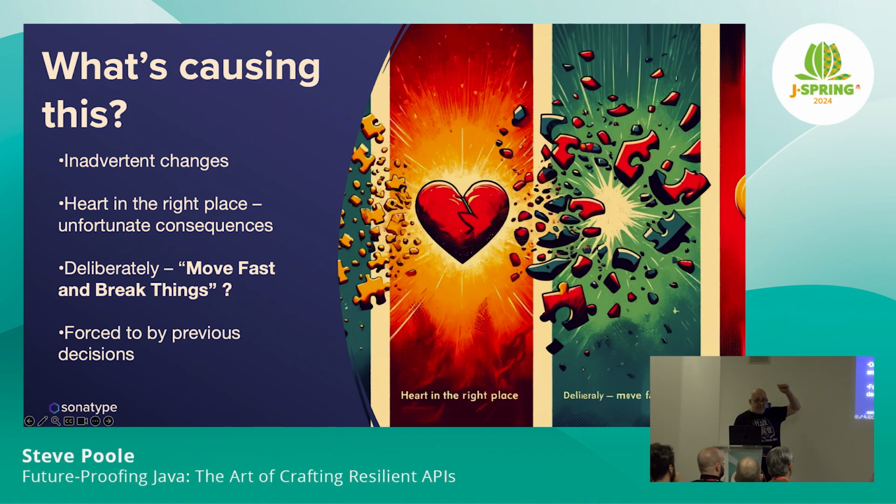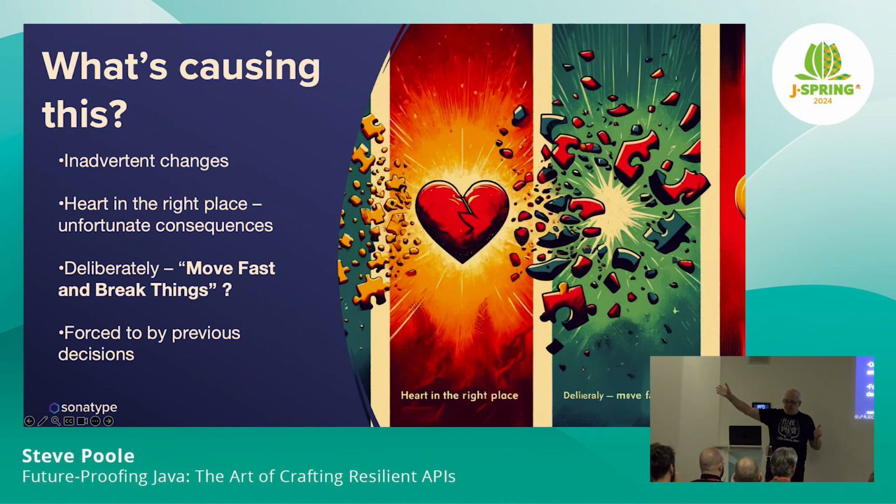So what causes us to break things? Let's go through these things, right? Inadvertent changes, that's quite common. That's where you made a change and you didn't realize it was going to break something. You made changes that you thought weren't going to break things, but it didn't work out quite how you wanted.